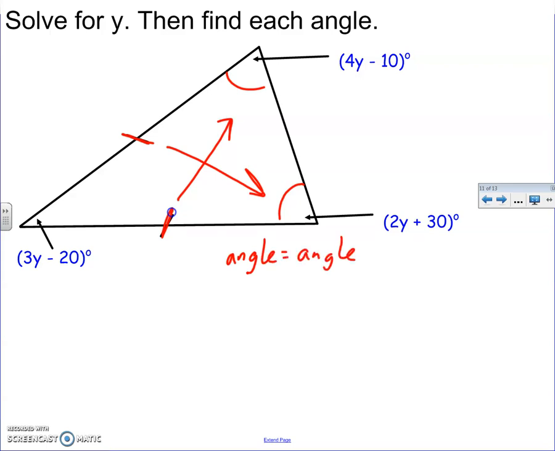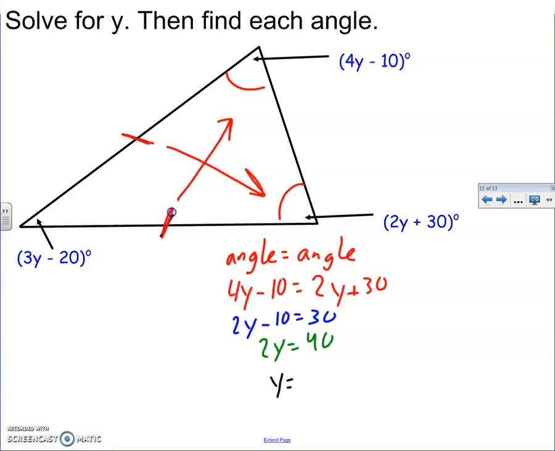So the first angle, I'll call it a, 4y minus 10 equals the second angle, 2y plus 30. I'm going to subtract 2y both sides to make 2y minus 10 equals 30. I'm going to add 10 both sides, so that's 2y equals 40. I'm dividing by 2, y equals 20. I found y. It said find each angle, plug it in.